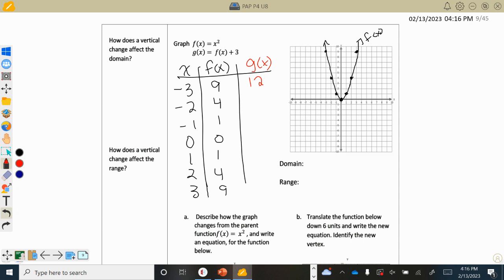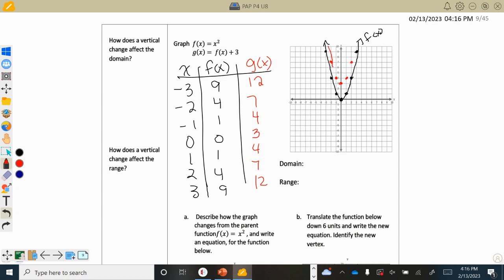For 4, I'm going to add 3 and get 7. For 1, add 3 and get 4. 0, add 3 and get 3. And then they go backwards. And we can graph that. Now, we're not going to be able to graph the -3, 12 or the 3, 12, but we could graph the rest of them. So 0, 3, 1, 4, and -1, 4, 2, 7, and -2, 7.